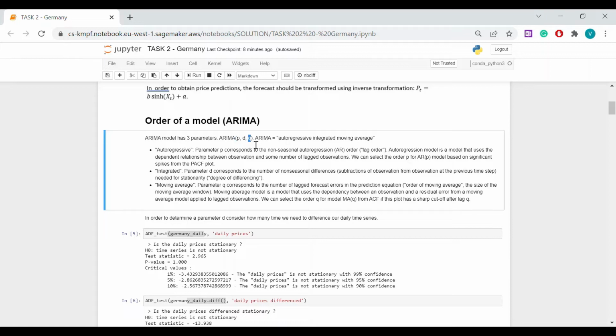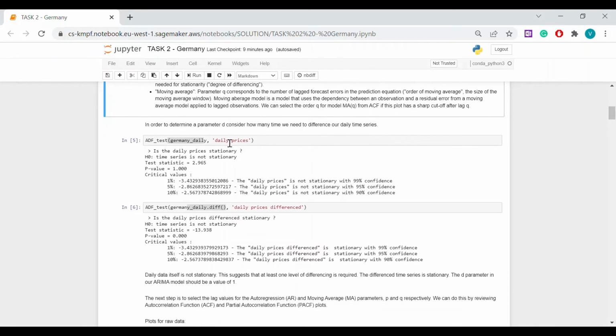Parameter Q corresponds to the moving average part, in particular to the number of lagged forecast errors in the prediction equation. This parameter could be selected from the autocorrelation function plot if this plot has a sharp cutoff after the lag Q. And finally, parameter D corresponds to the number of non-seasonal differences we need to perform in order to have stationarity.